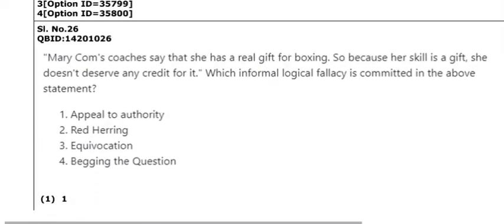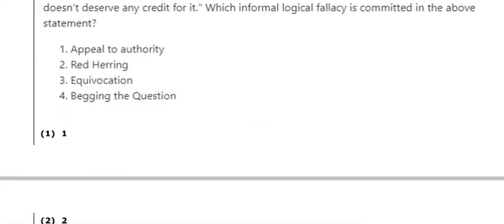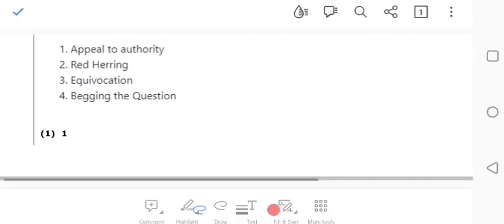Likewise 26 says Mary Kom's coaches say that she has a real gift for boxing, so because her skill is a gift, she doesn't deserve any credit for it. Which informal logical fallacy is committed in the above statement? Appeal to authority, red herring, equivocation, begging the question. Number 26, it will be number C, that means equivocation.